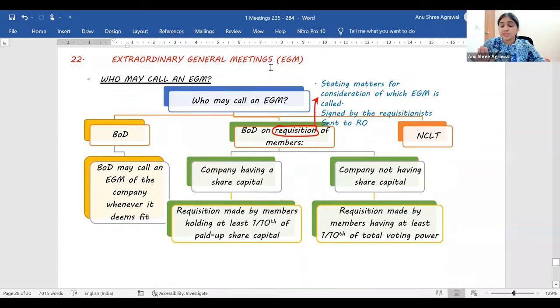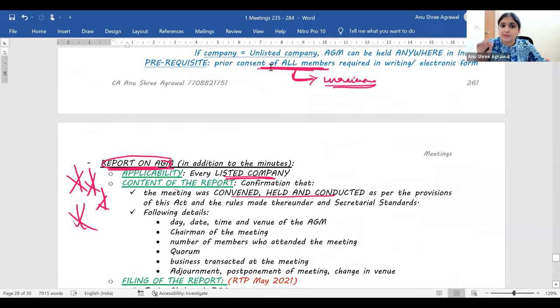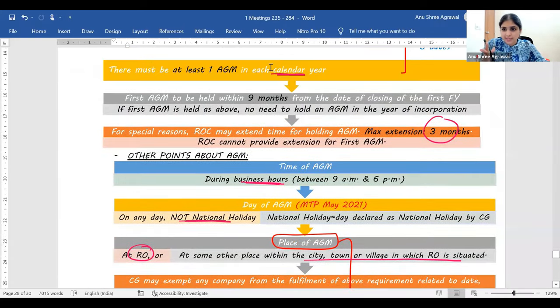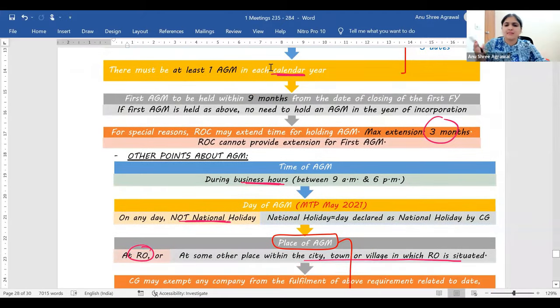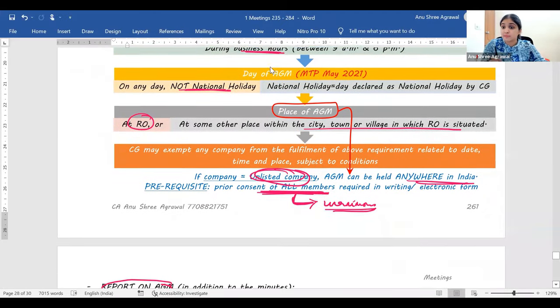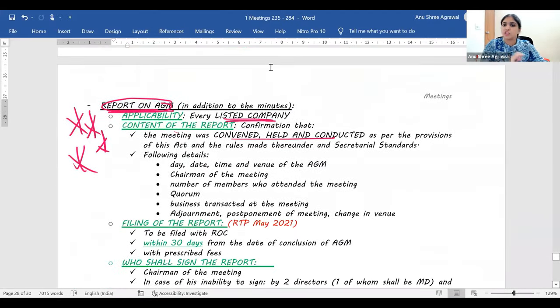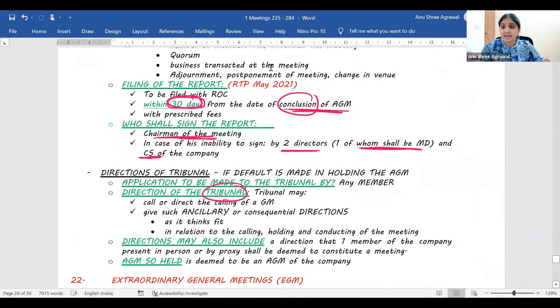Okay guys, so this was it about AGM. AGM, we learned the time limits. We learned extra 3 months, no extension for first AGM. Then we learned when and where we have to hold the AGM. Then we learned about the report on the AGM. And finally, we learned about NCLT's order.